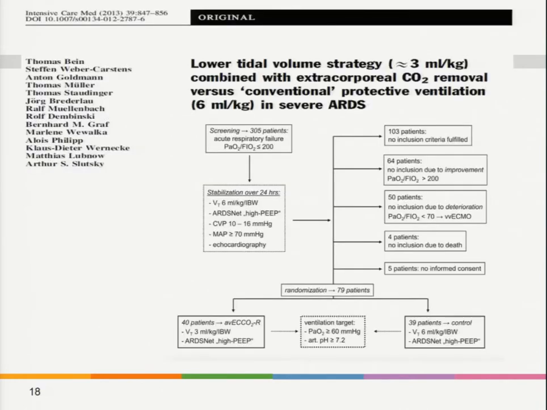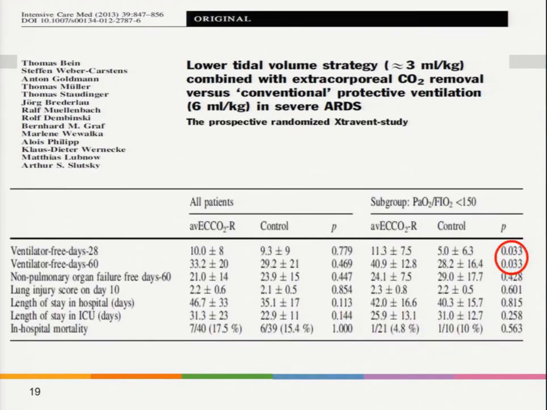So let's take a look at the literature. In this nice randomized controlled trial performed by Bein, patients with severe ARDS were allocated to the low tidal volume group, that means 3 milliliters per kilogram predicted body weight and an AV ECCO2R, or to conventional mechanical ventilation, which is 6 milliliters per kilogram predicted body weight tidal volume.